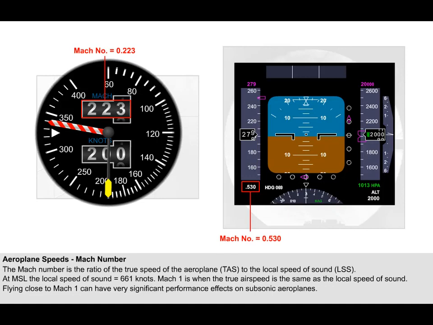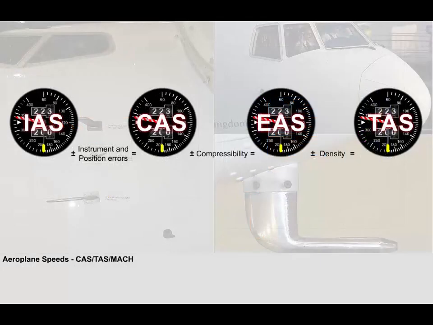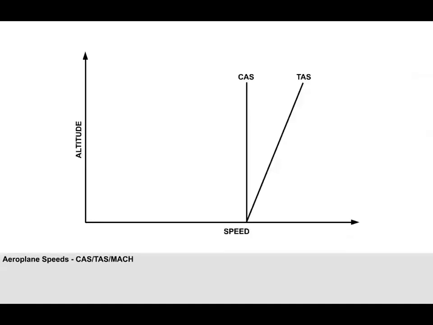The Mach number of an airplane can be displayed in a number of places in a typical cockpit. Shown here are just a few of these places. Having discussed all the relevant speeds of an airplane, it is important to understand the relationship of these speeds with one another as altitude changes. This is best illustrated on a graph. The y-axis is altitude and the x-axis is airplane speed.